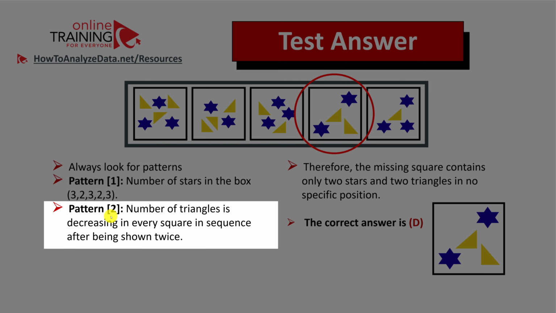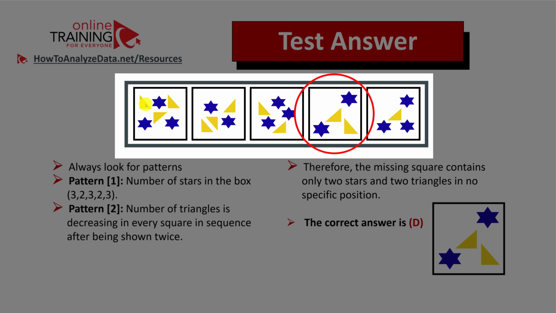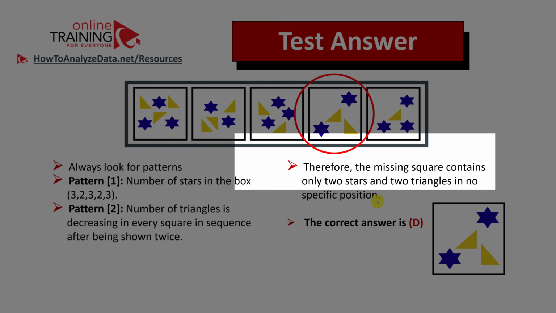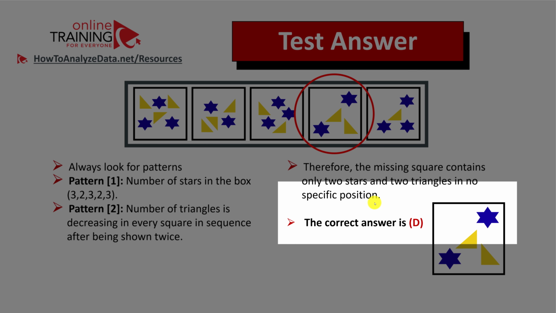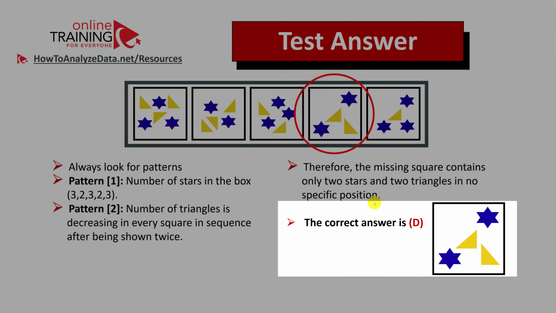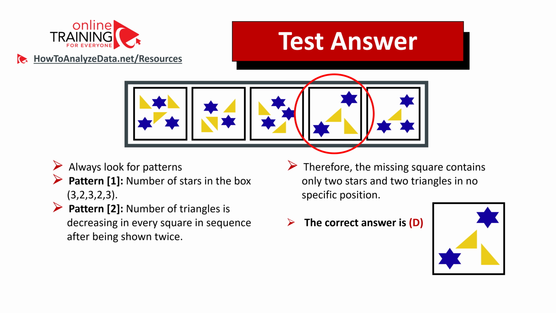There is also a pattern of decreasing triangles, and you see that the number of triangles is decreasing in every square in the sequence after being shown twice. For example, object number 1 has 3 triangles. Object number 2 also has 3 triangles. The next object has 2 triangles. So following this pattern, the missing object will also have 2 triangles, and then the last one will have 1 triangle. This is why the missing square contains only 2 stars and 2 triangles in no specific position. So the correct answer here is choice D. Hopefully you've nailed this question and now know how to answer similar problems on the test.